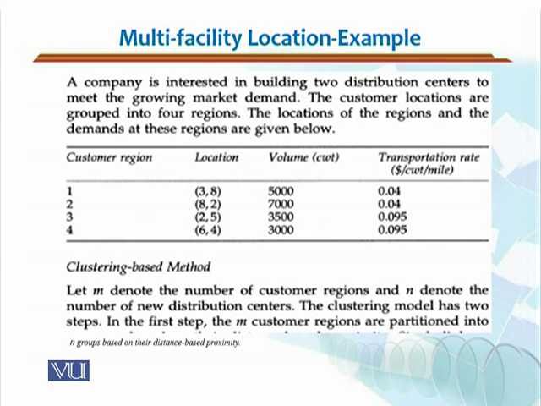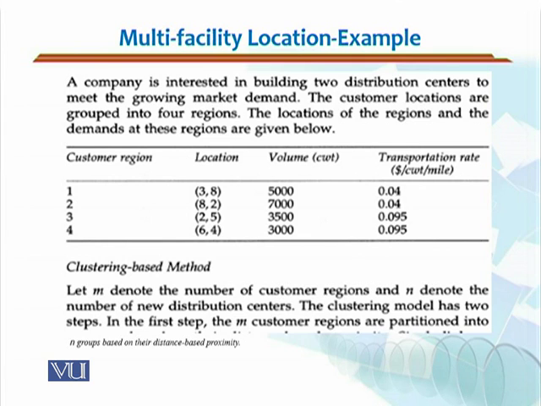Then there is a customer region 3, which is located at 2, 5, and the volume, which is the total demand or the capacity for that region, is 3,500 hundredweight, and the transportation rate is 0.095. And similarly, for region 4, the location is 6, 4, having a volume of 3,000 hundredweight and the transportation rate of 0.095 per mile. So the first approach we will discuss would be the clustering-based method.